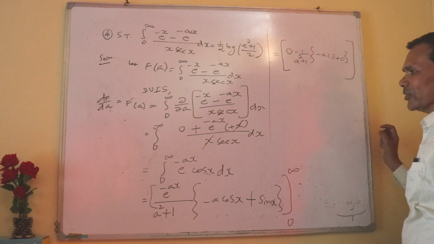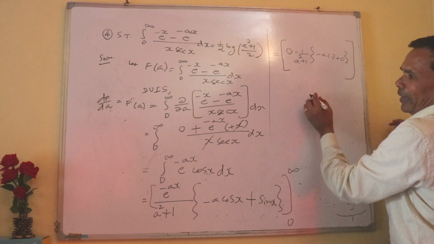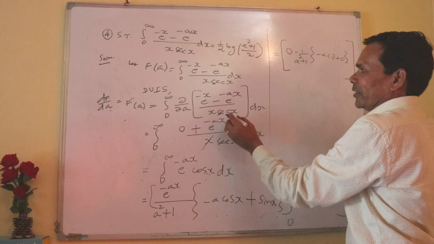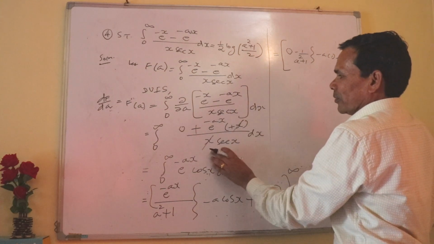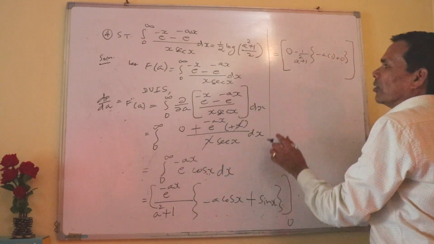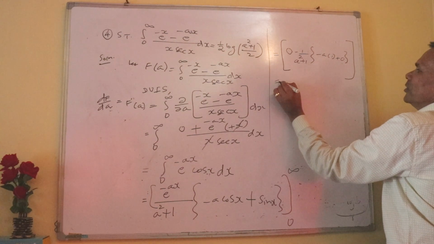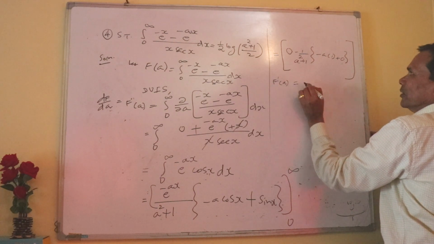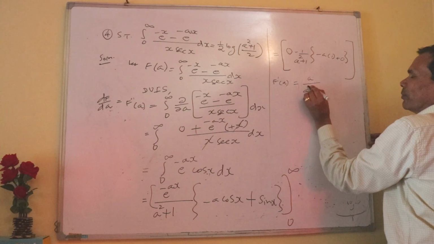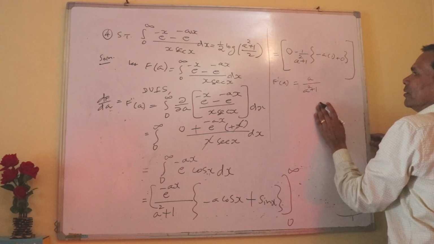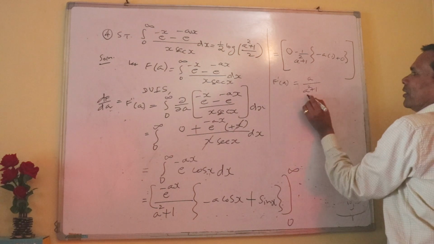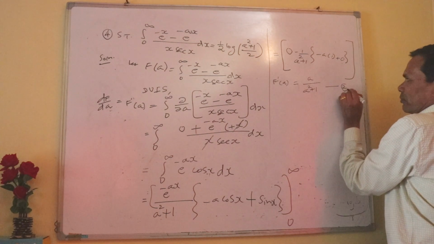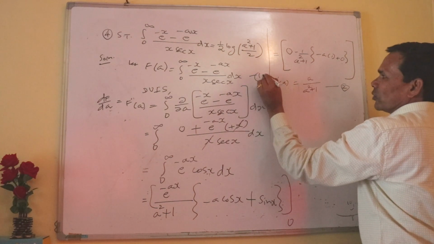So you are getting this as it is, something like this. This is equal to f dash of a, which is a divided by a square plus 1. So this is expression number 2, and this is expression 1.